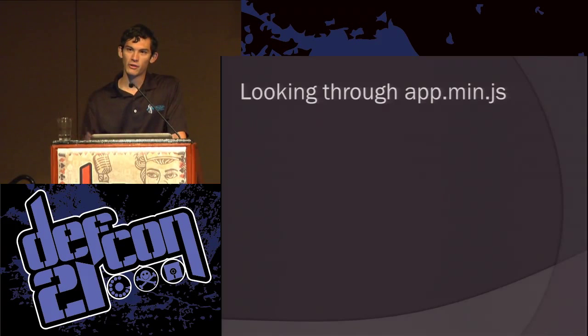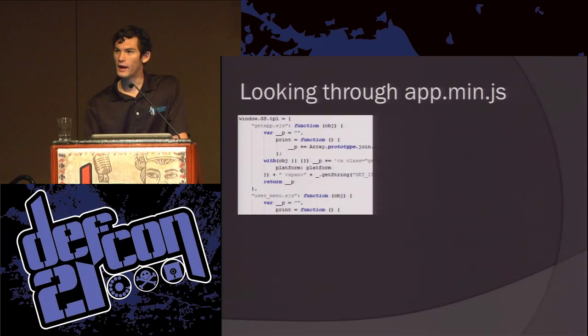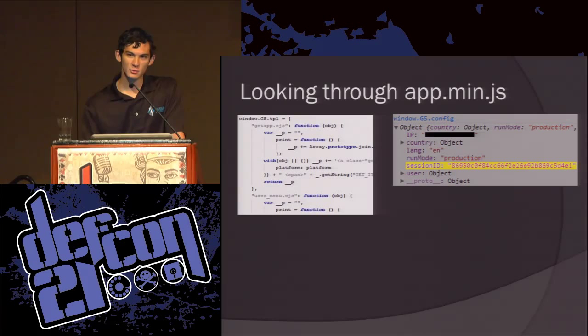So I already looked through everything. It's time for the JavaScript. And this is what I get. And in the very first line, you see this window.js.tpl. And I'm guessing GS stands for Groove Shark. So I'm like, cool, they're storing stuff in the JavaScript environment. Let's see what they have. I find this window.js.config, which has the session ID. So we're like, alright, that's one down.